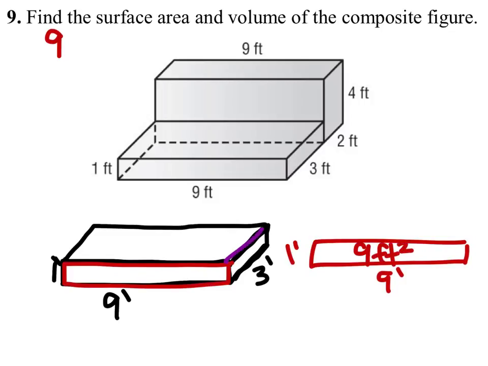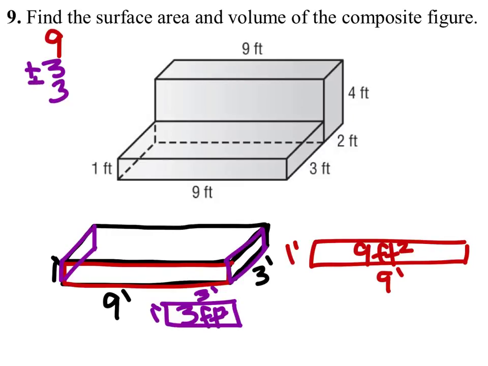Now I'm going to look at the rectangle on the right here, which is a 3 by 1 foot rectangle. And its area would be 3 times 1, which is 3 square feet there. So I'm going to tack that on, add it. But that would also match this length, or this surface on the left. So I'm going to add another 3.